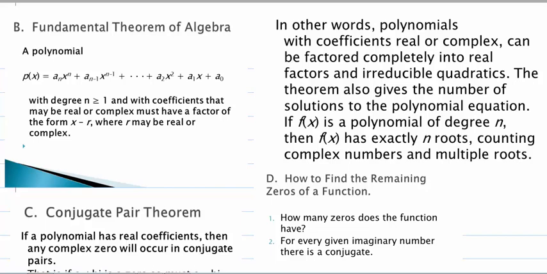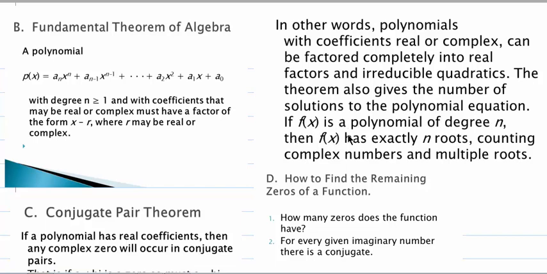The fundamental theorem of algebra. A polynomial, this is our polynomial that's given, with degree n greater than or equal to 1 and with coefficients that may be real or complex, has a factor of the form x minus r, where r may be real or complex. In other words, polynomials with coefficients real or complex can be factored completely into real factors and irreducible quadratics. The theorem also gives the number of solutions to the polynomial equation.